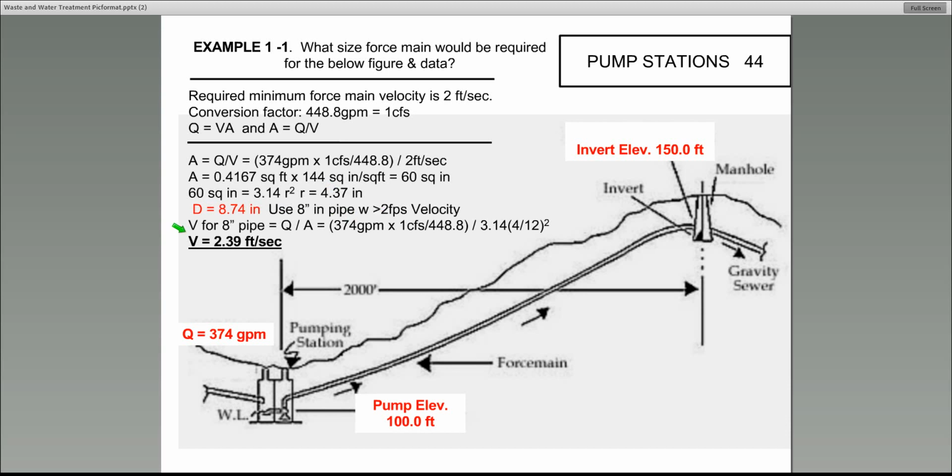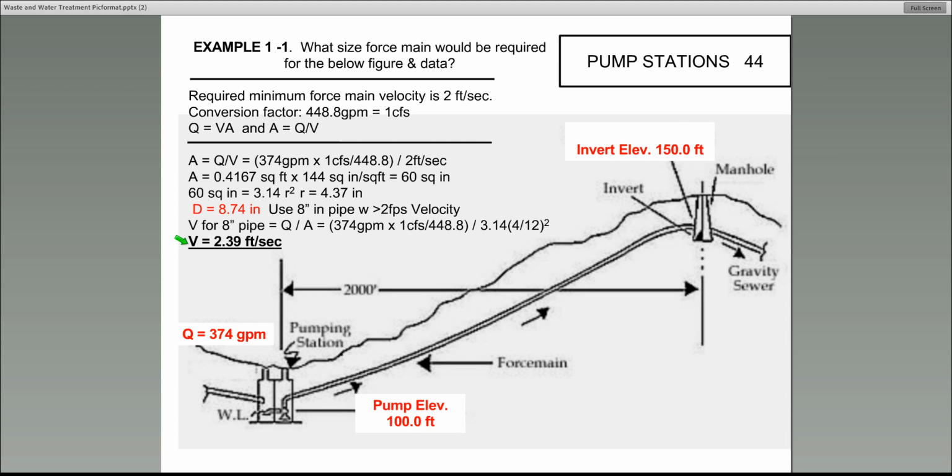Okay, so V for an 8-inch pipe, we're going to plug it in the same formula, but it's going to be Q over A, the area of an 8-inch pipe. And an 8-inch pipe has a radius of 4 inches, divided by 12 to get it to feet. And we come up with a velocity of 2.39 feet per second. So that would be the velocity.